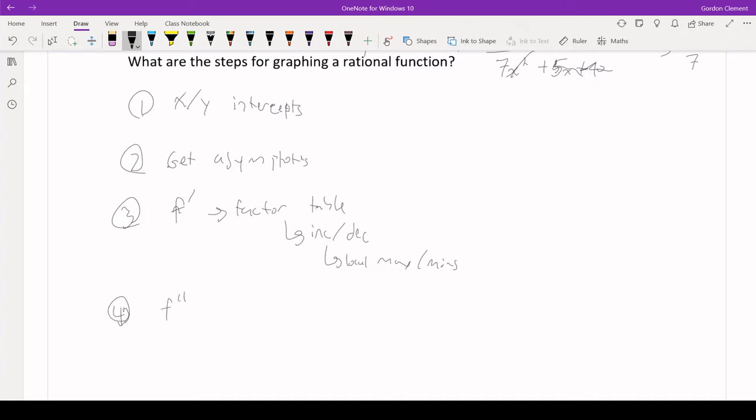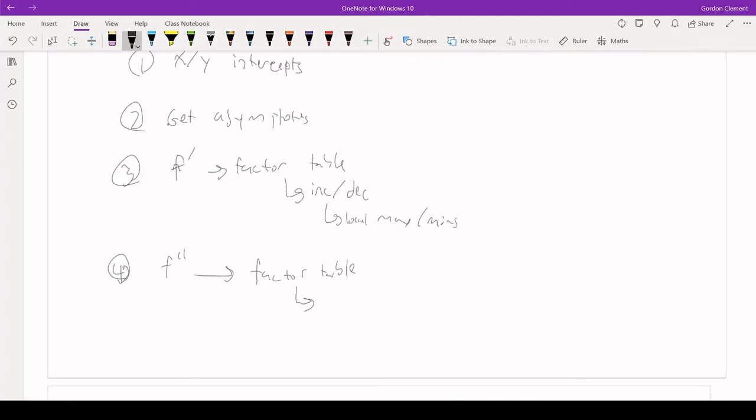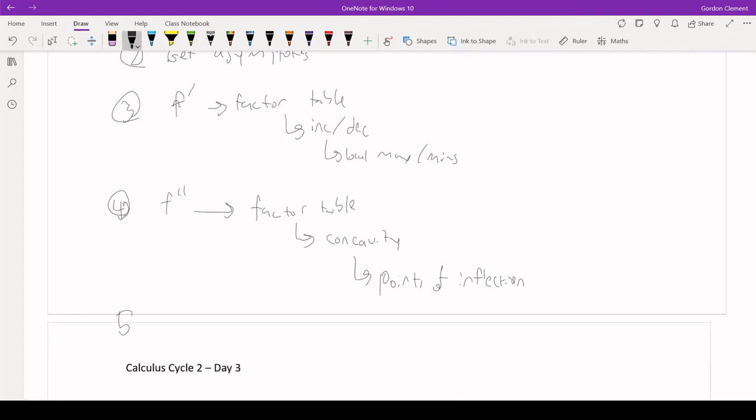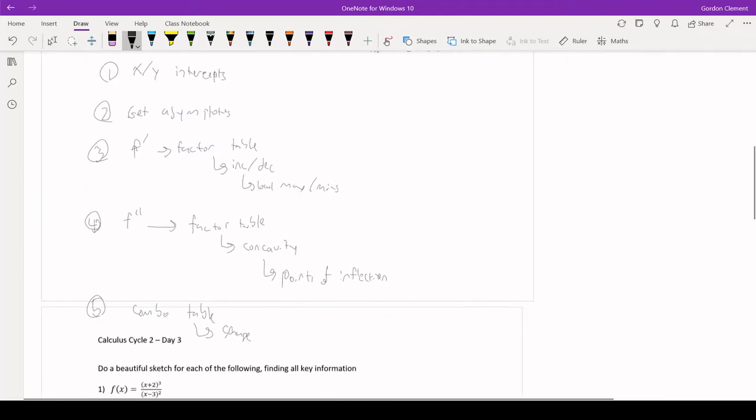Then we'll get the second derivative, again, factor table. It's going to tell us concave up and down. And that's going to tell us if we have any points of inflection. And then we'll do a combo table of both those things together so that we can see what shape we're drawing this graph. So 4 of the 5 steps exactly the same. Now we just have to remember to look for asymptotes.